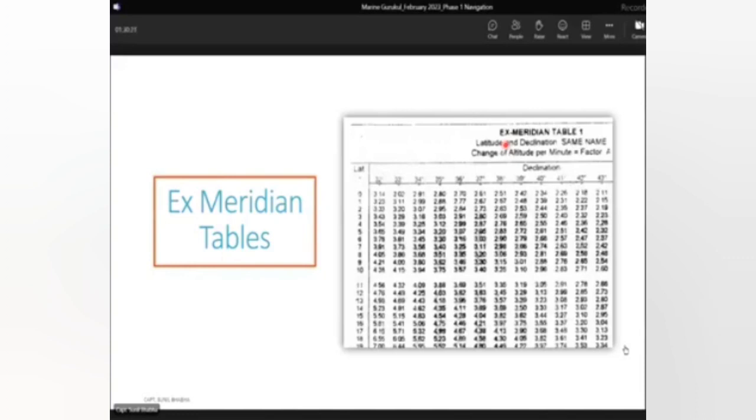So let us see now, how do we obtain the X meridian limit for a particular body? Now, if you see in this X meridian table number 1, you can see on the horizontal axis we have the declination. This is the declination of the celestial body whose sight is being taken, and on the vertical axis you have the latitude. This is the latitude of the observer. So this table is entered using the latitude of the observer and the declination of the body. Now let's assume that the declination was 40 degrees.